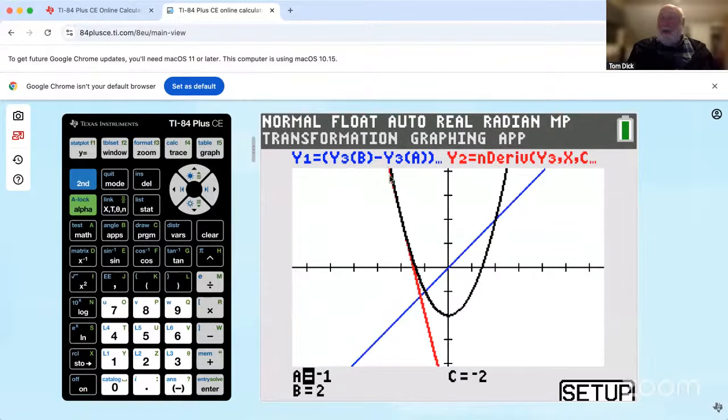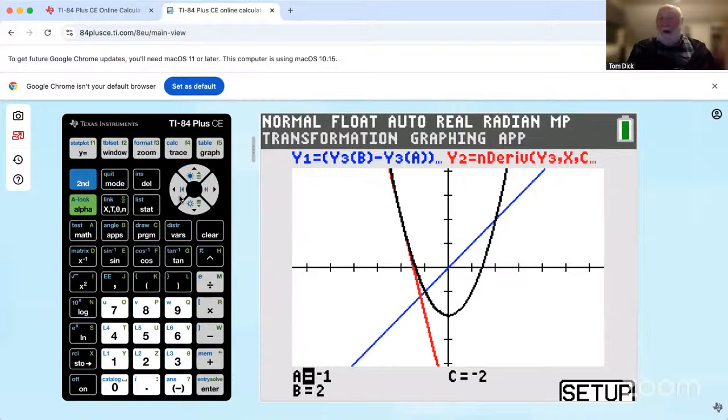Okay, so the black graph is my Y3. That happened to be just X squared minus 2. I put in a function; I could change the function. A and B happen to be minus 1 and 2. And notice what I've got is a graph of the secant line over the interval from minus 1 to 2. And I've got a tangent line at C equals negative 2.